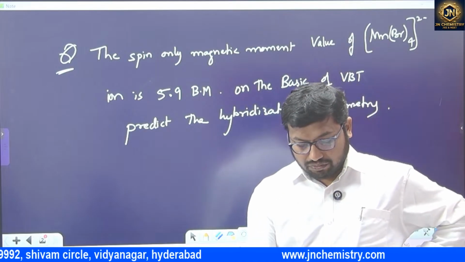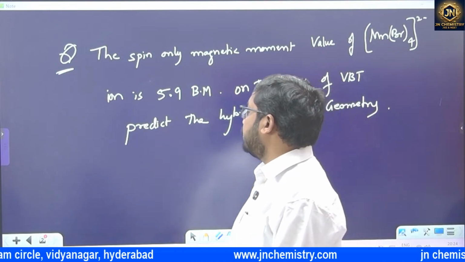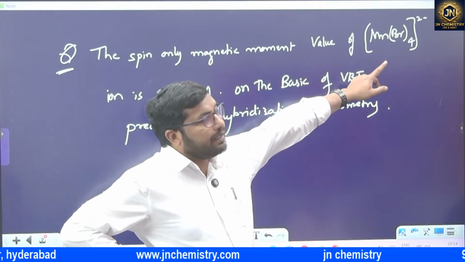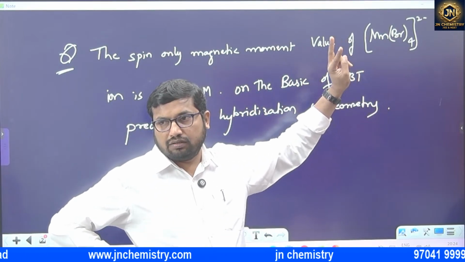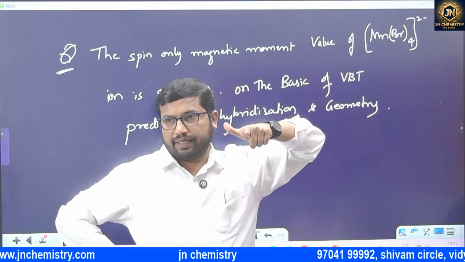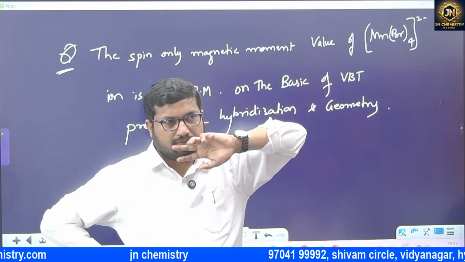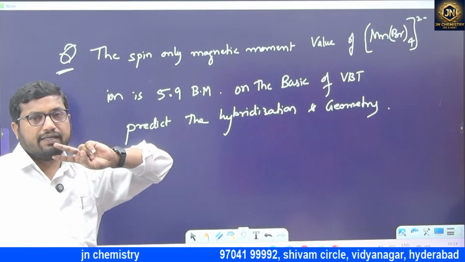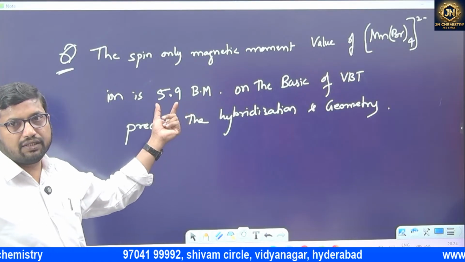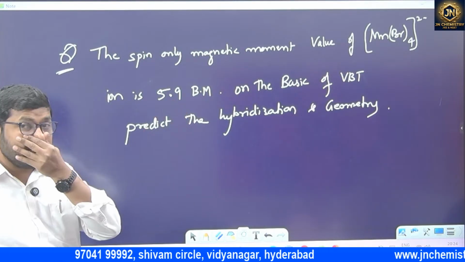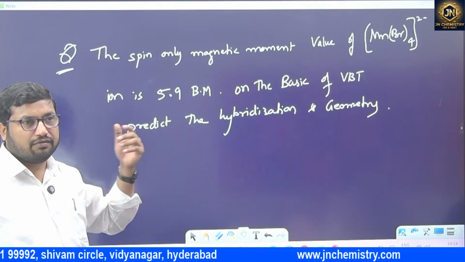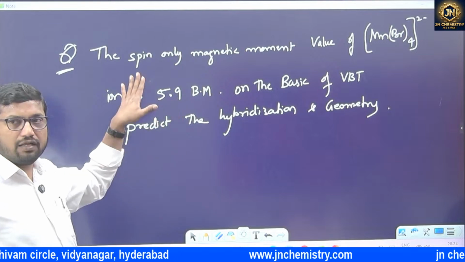What we need to understand in this case: by seeing this question, the coordination number is 4. Four means it would be either tetrahedral or square planar. But the magnetic moment given is 5.9 BM. That means how many unpaired electrons are present? Five unpaired electrons should be present.